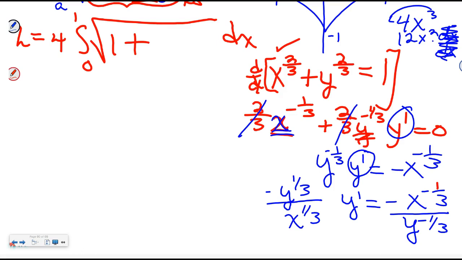Awesome. All right, what do I need to do with my dy dx? Square it. The negative will go. So let's go up here. I'm going to have y to the 2/3 over x to the 2/3, correct? And the negative's gone. This right here has another issue.